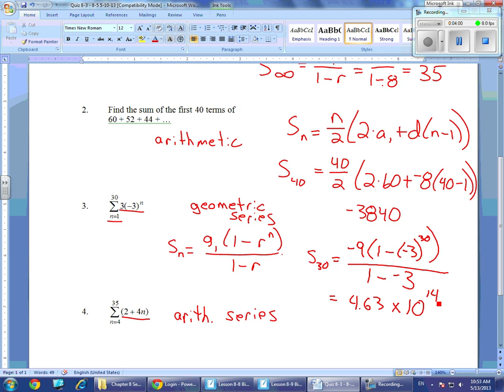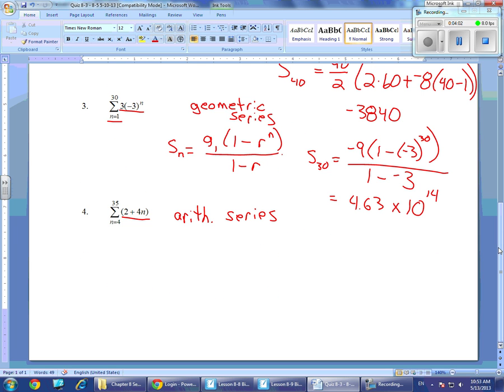Okay, now the last one. I'm going to use one of my series formulas. And actually for this one, I'm just going to use this version of the series formula, n over 2, a sub 1 plus a sub n. Okay. Now the first term that I'm adding up, I get by plugging in 4. The last term that I'm adding up, I get by plugging in 35. So the first term that I'm adding up actually ends up being 18.